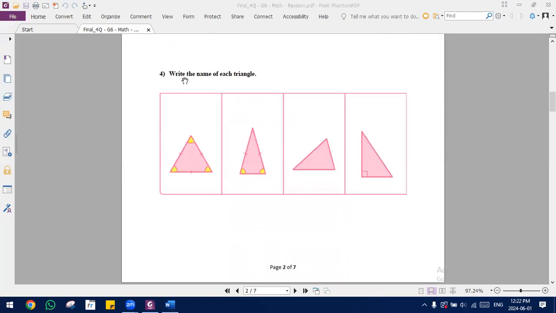Question 4. Write the name of each triangle. As you can see in the first triangle, all sides are equal. We have the dashes, and all angles are equal too. What do we call this? Equilateral triangle.